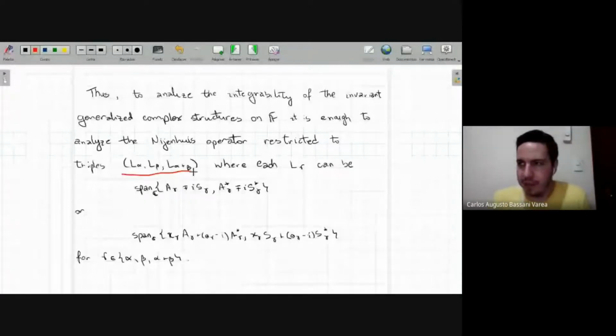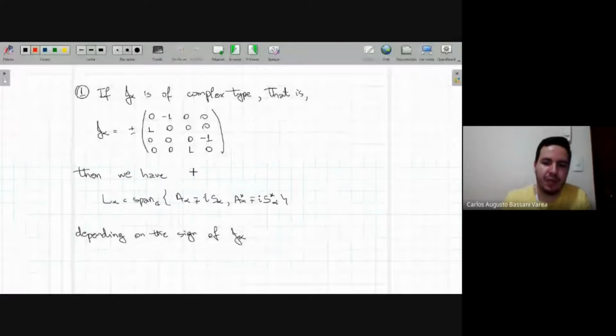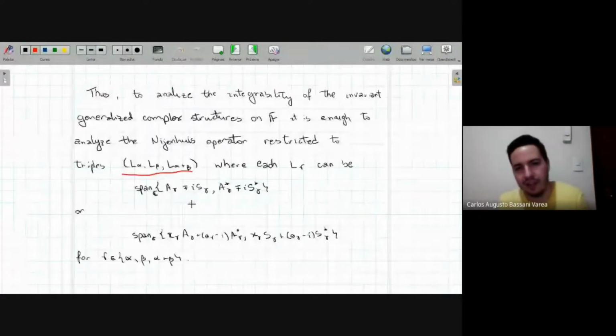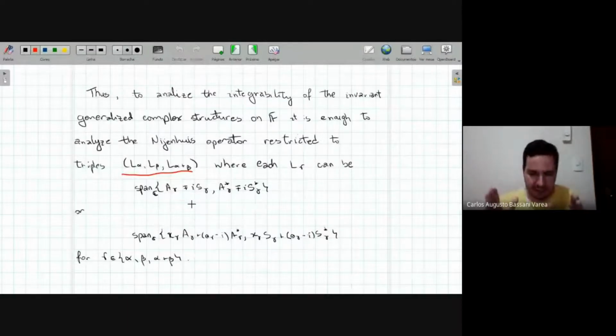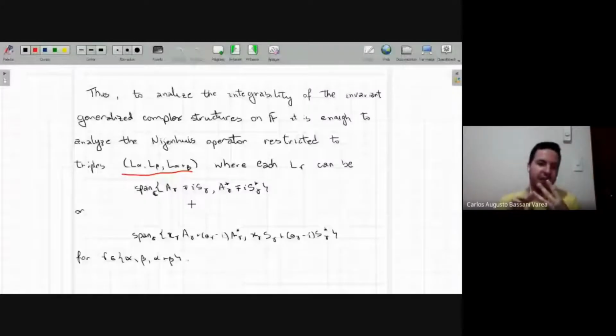An important remark here is that the sign of the complex structure, the structure of complex type, interferes directly on the integrability. I will show an example later, but so we have a triple of subspaces, of eigenspaces, and we can have complex type or non-complex type. But the complex type here has the sign plus or minus, so we will have 3 types: complex type positive, complex type negative, and non-complex type.